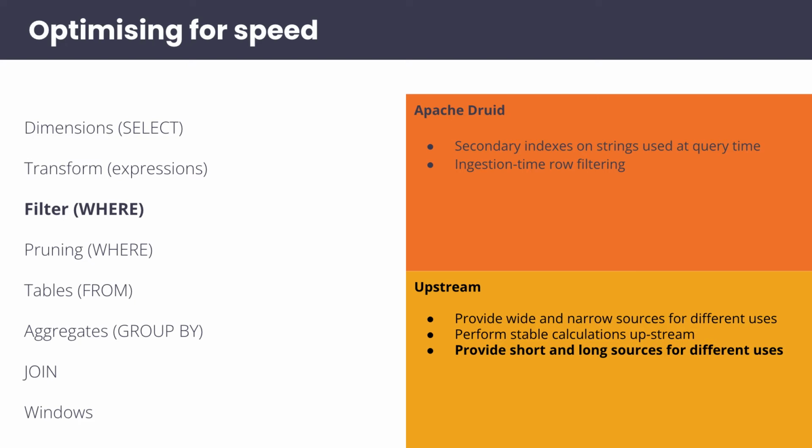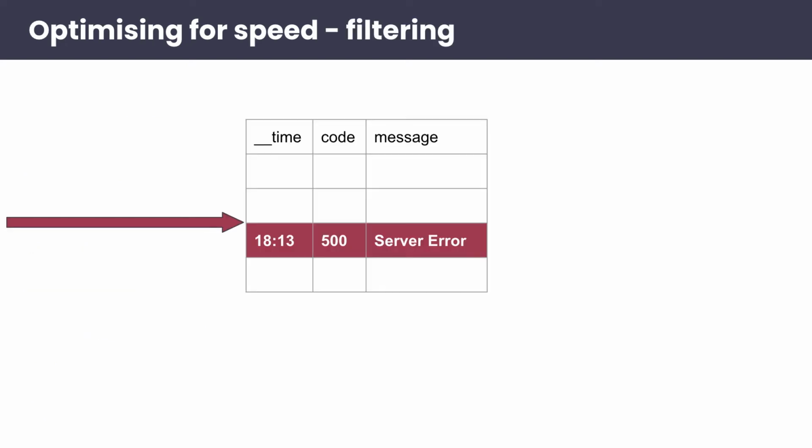We may provide short or long sources for different use cases. So, imagine you're building this super user experience where the end user only wants to ever see these 500 HTTP errors from a stream of, let's say, 1 billion events a minute. Or maybe they only want to know about suspect transactions that are going on in your bank. Well, I can apply this filter at ingestion time in Druid.